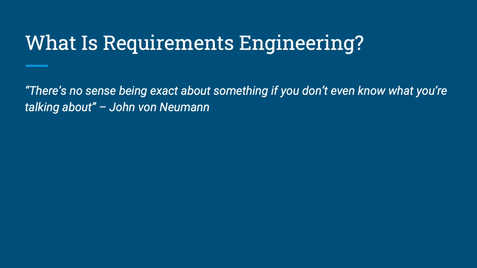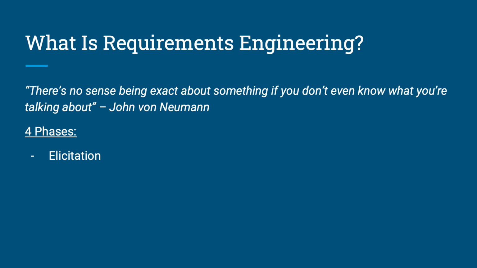John von Neumann, a mathematician and one of the conceptual inventors of computers as we know them today, said, "There's no sense being exact about something if you don't even know what you're talking about." Requirements engineering describes the process by which we figure out what we're talking about when it comes to designing and implementing software systems. There are multiple models and conceptual processes to perform this task, but the high-level steps can be described in four main phases, with a central question that captures the main concern of each phase.